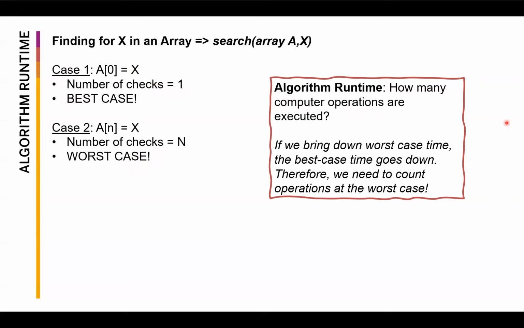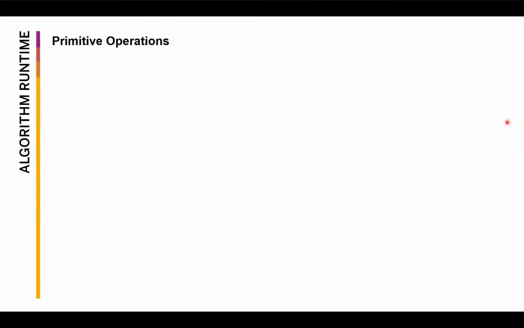What do we need to count? Okay, we have the primitive operations that a computer or a machine understands. First of all, the assignment. You've seen I equals 1, or earlier, array equals 0 or array left arrow 0. That's an example of assignment.